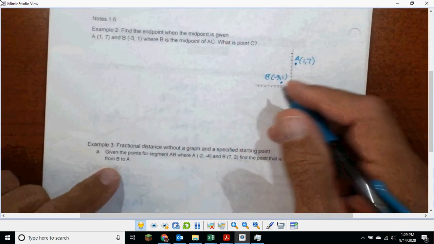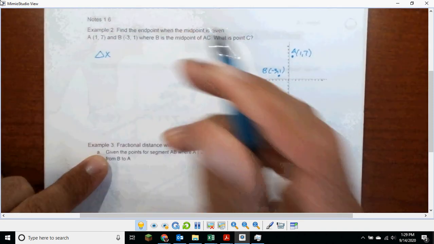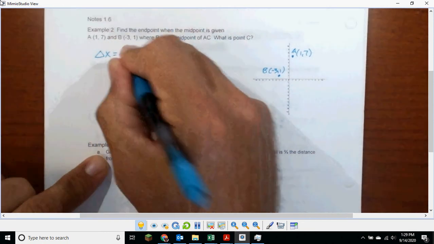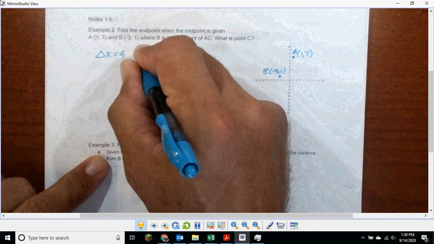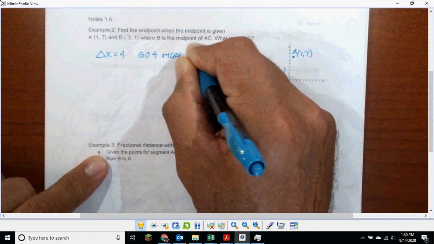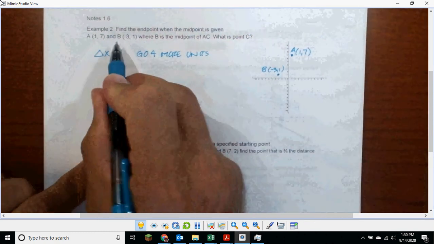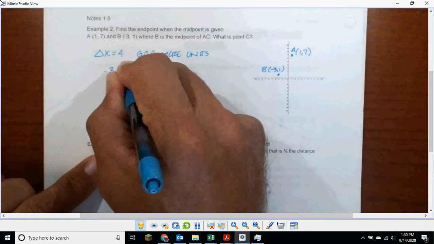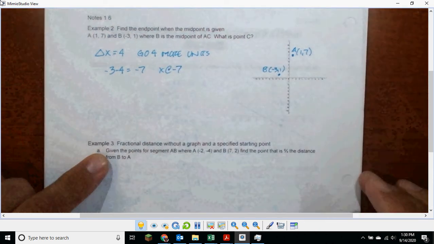Okay, but the way that I like you to solve these is just find the change in x. Delta x means the change in x. I go from 1 to -3, so the change in x is 4. Now I'm going to go 4 more units to find the next point. So 1 to -3, I'm going in the negative direction. So -3 minus another 4 equals -7. So my x coordinate is going to be -7.